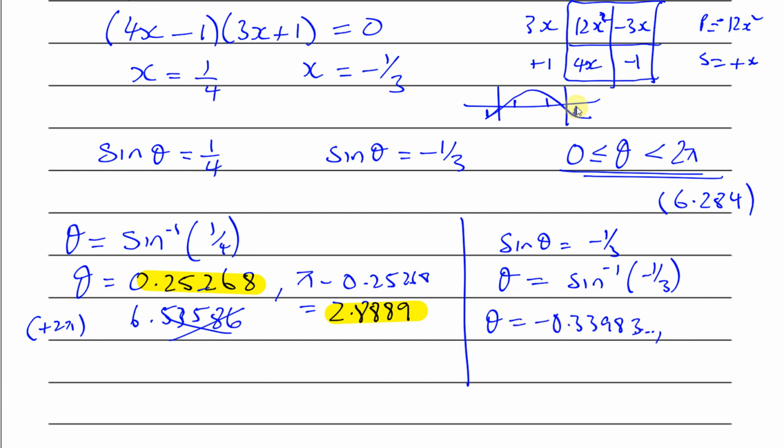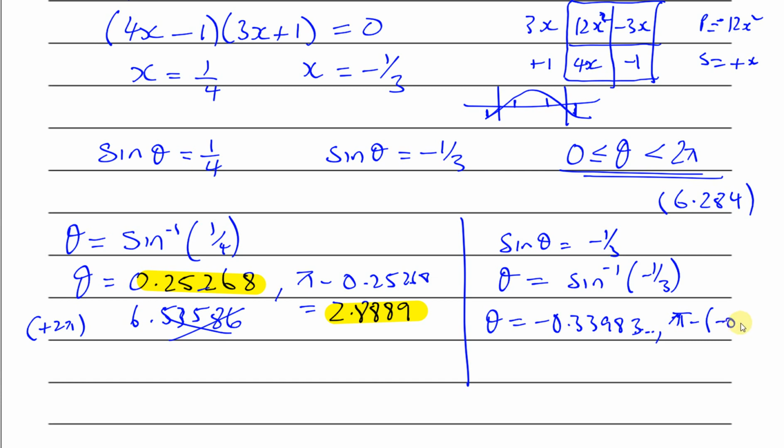So it doesn't matter if your angles come out as a negative, it still gives you the same thing. You still do exactly the same thing. You still have to do 180 minus that. So you're going to do pi minus your answer, 0.3398.